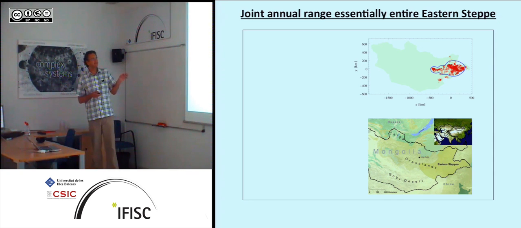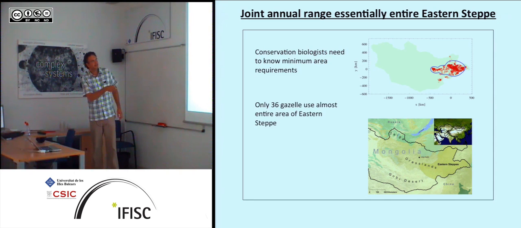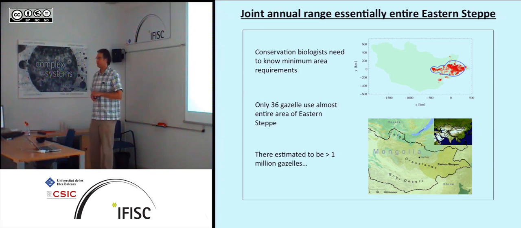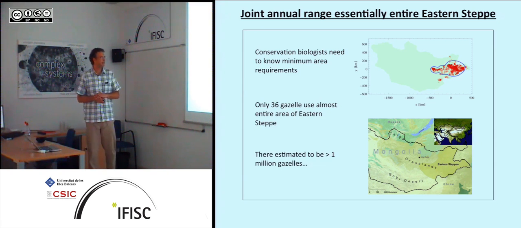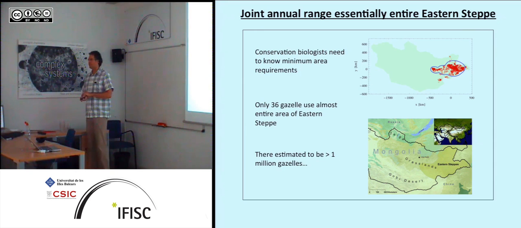Now, this is 36 animals. If you look at the map here, you see the rough outline of Mongolia. This is the eastern steppe. 36 animals are using essentially the entire eastern steppe of Mongolia. And don't forget, there's estimated to be more than a million of those guys out there.